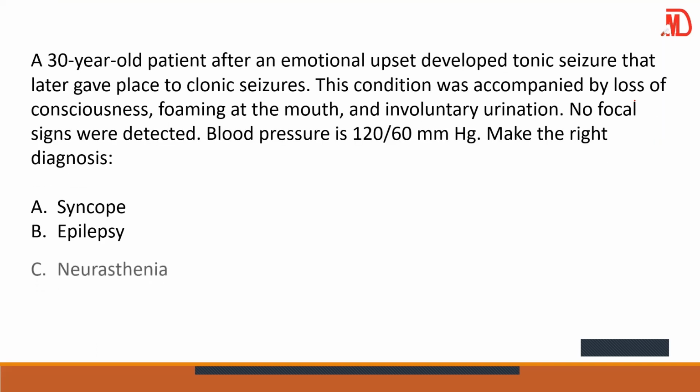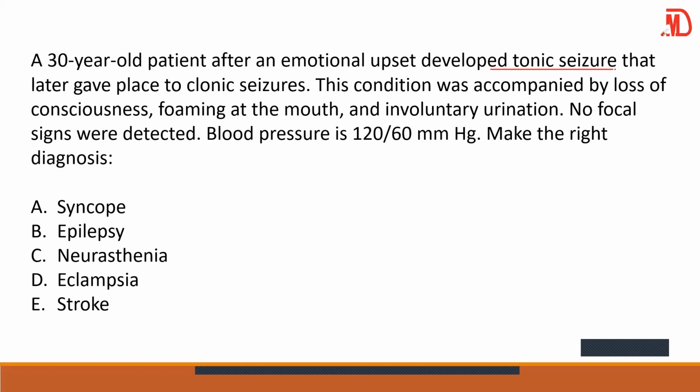A 30-year-old patient, after an emotional upset, developed a tonic seizure that later gave place to a clonic seizure. This condition was accompanied by a loss of consciousness, foaming at the mouth, involuntary urination. No focal signs were detected, blood pressure was 120/60. Make the right diagnosis.